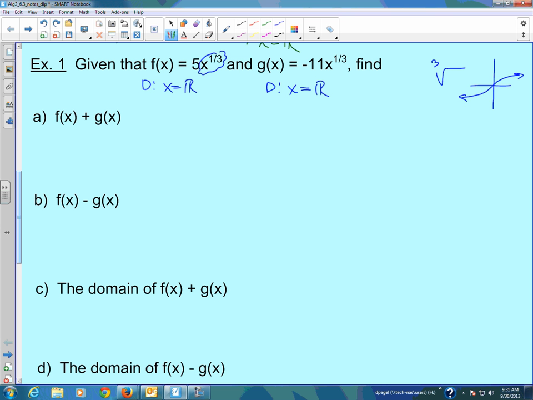So that's the other thing you can be doing, is asking yourself, is there something that x can't be? If I plugged it in for x, it'd give me an imaginary solution for f of x. That would help you determine your domain. So in both of these, all real. So now let's blend them.